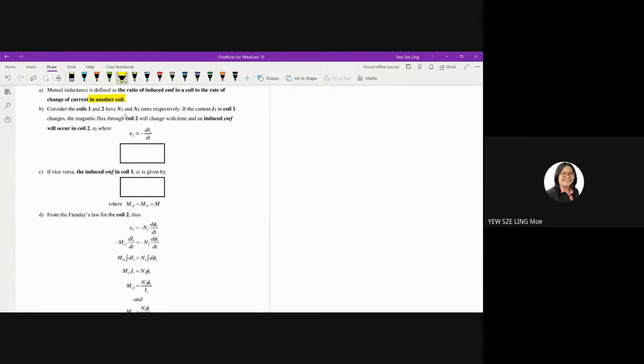Consider coil 1 and coil 2, they have N1 and N2 turns respectively. If the current I1 in coil 1 changes, the flux through coil 2 will change, and therefore induced EMF is generated in coil 2. So the induced EMF is in coil number 2. Therefore, if you look at the equation, the subscript for EMF is 2. But this EMF is induced due to the change in coil 1, so you use I1 in the calculation. Coil number 2 itself doesn't come with I.